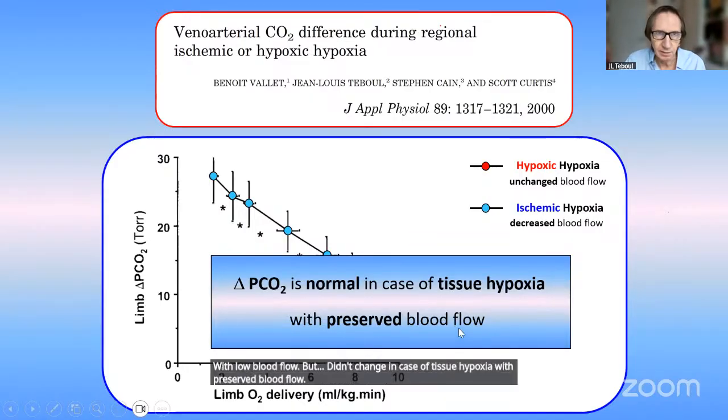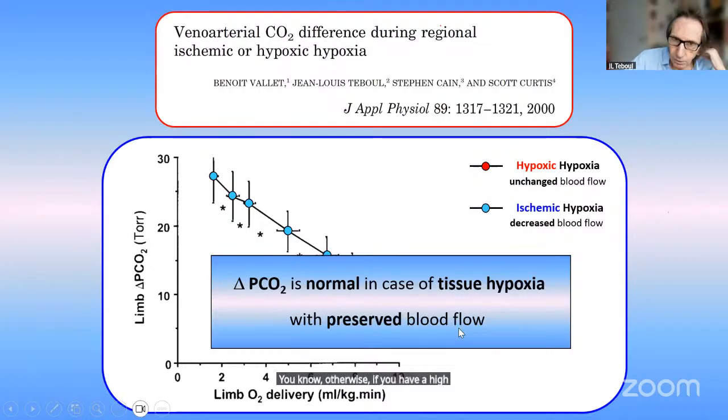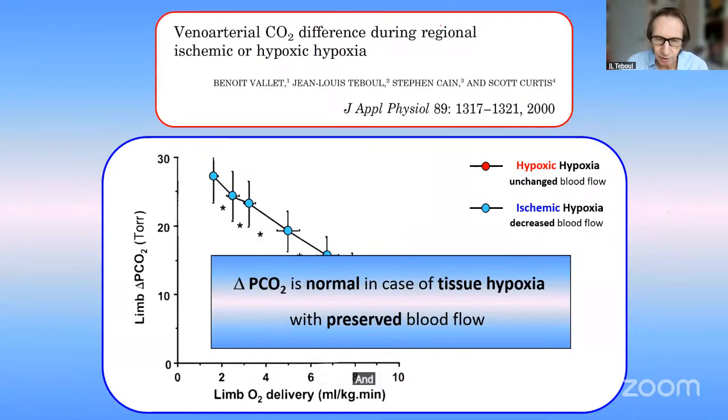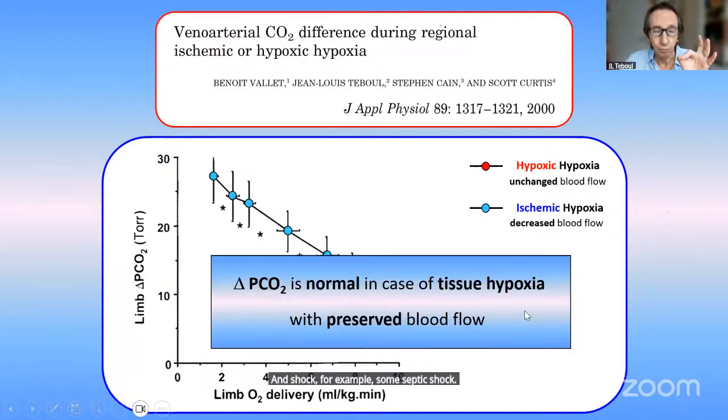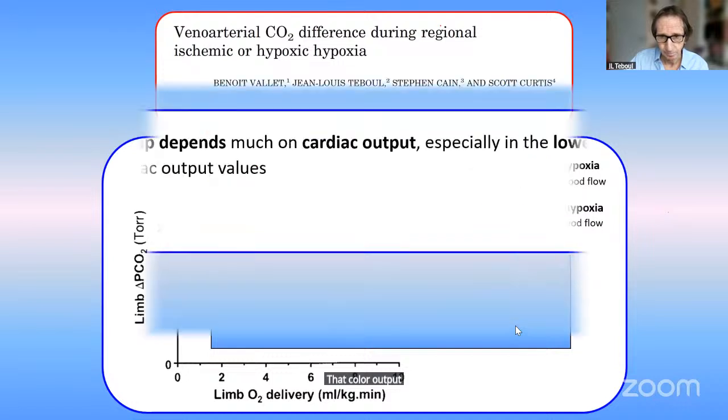In other words, if you have a high cardiac output and shock, for example, some septic shock, you could have a normal PCO2 gap. But if you have a high PCO2 gap, it means that cardiac output is not enough.